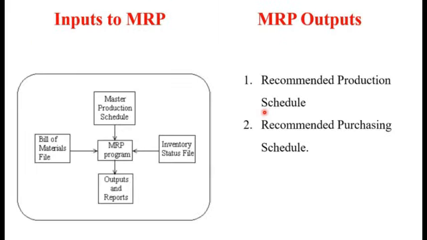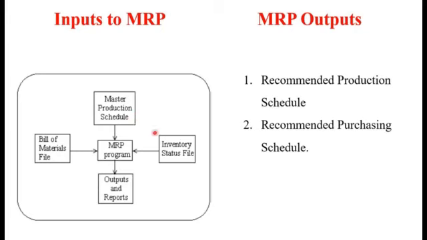Now we will see the inputs and outputs of material requirements planning. The inputs are the bill of material file, the BOM file, which says how many components and which components are required for the production system. Then the master production schedule, which says how many and which final products are scheduled in the plan. The master production schedule is also required for MRP as an input.